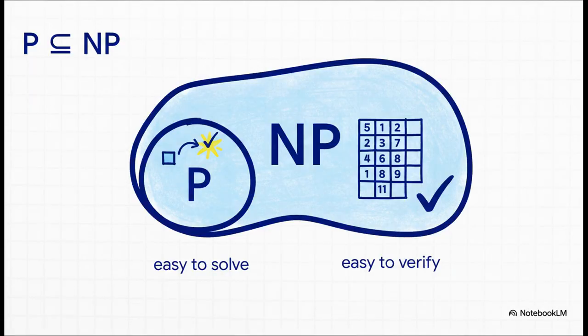So here's the crucial point, the relationship between them. Every single problem that's easy to solve, that's in P, is also easy to verify. It's in NP. I mean, that just makes sense, right? If you can find the answer quickly yourself, you can definitely check it quickly. This means that the entire class P sits inside the bigger class NP.